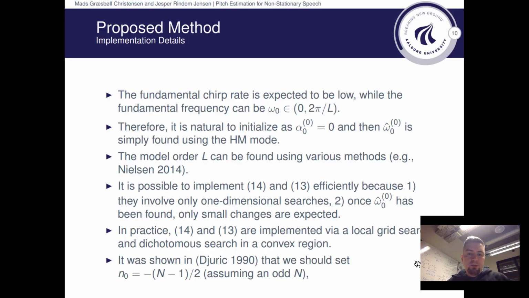Now, the fundamental chirp rate is expected to be low, while the fundamental frequency can be from 0 to 2 pi divided by L if you have L harmonics. And for short segments, we can expect the chirp rate to be small. So an idea here is that we can initialize alpha 0 as simply 0 and then estimate omega 0. And then this turns out to be the same problem as normal pitch estimation with the harmonic model. So we have good and fast methods for doing that.